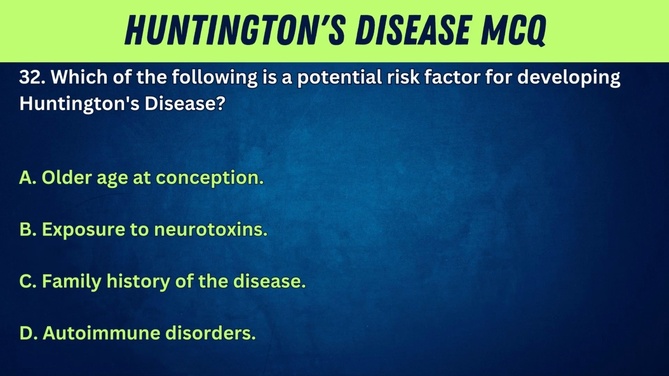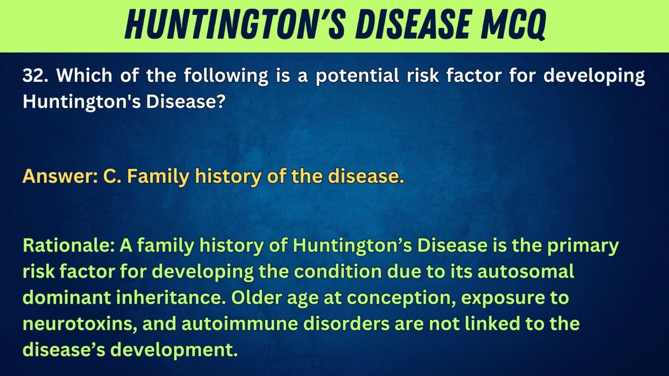32. Which of the following is a potential risk factor for developing Huntington's disease? A. Older age at conception. B. Exposure to neurotoxins. C. Family history of the disease. D. Autoimmune disorders. Answer: C. Family history of the disease. Rationale: A family history of Huntington's disease is the primary risk factor for developing the condition due to its autosomal dominant inheritance. Older age at conception, exposure to neurotoxins, and autoimmune disorders are not linked to the disease's development.